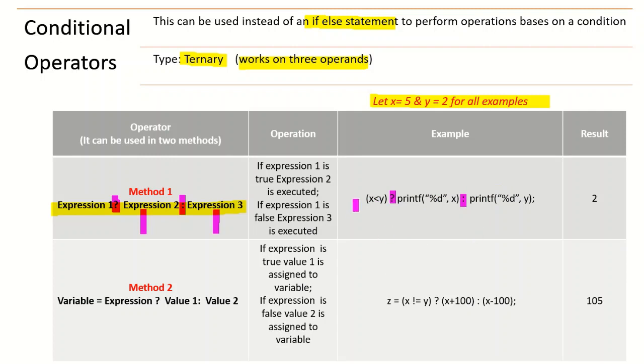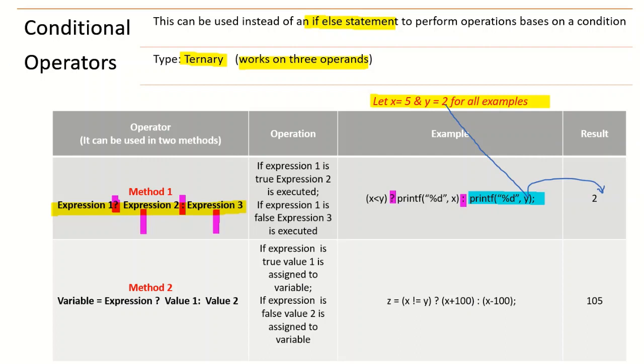So here in this example, x value is 5 and y value is 2. So what happens is x less than y, that is 5 less than 2, returns 0, that is, it is false. That means it will execute the third expression. The third expression is printf("%d", y). That means the value of y, that is equal to 2, is the result.